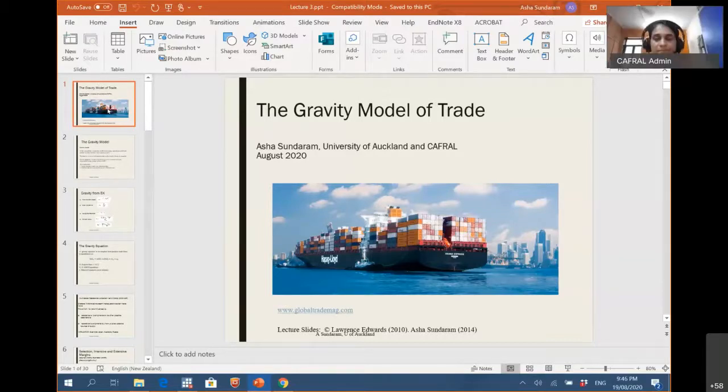And I think one question, there is one request to explain the policy implications of the Melitz model. We'll take this as the last one before the break, and then we'll have a 15 minute break.